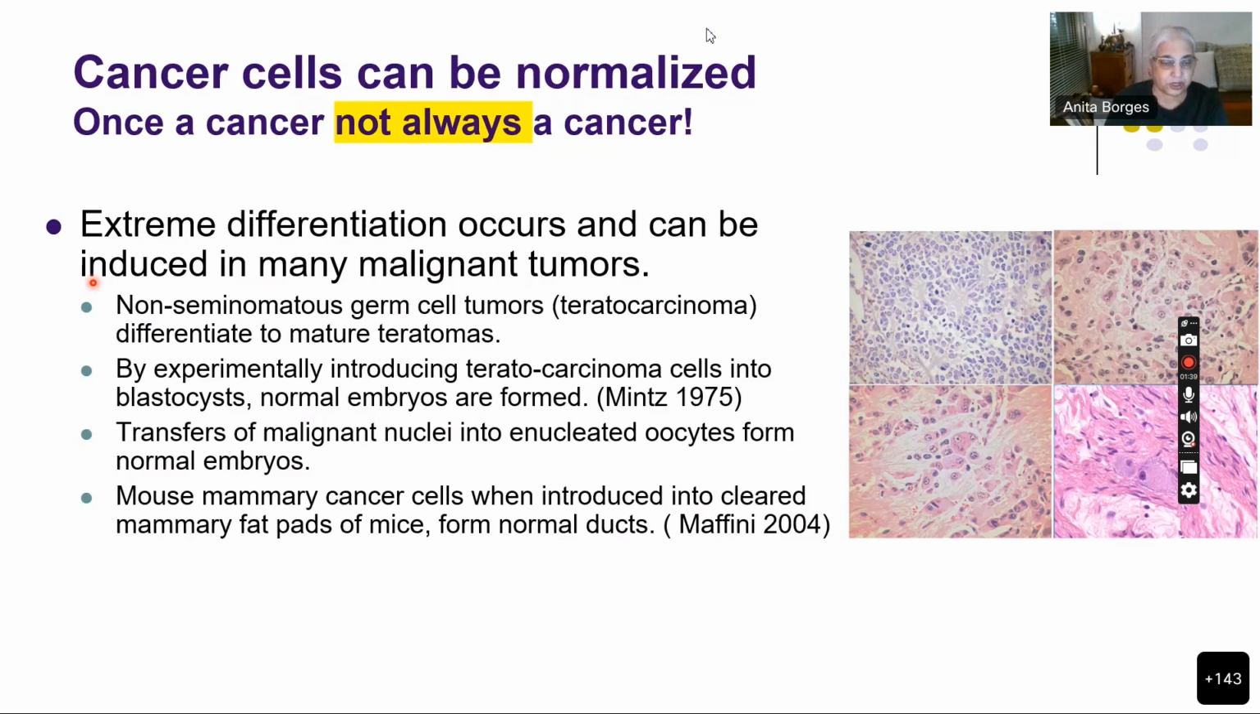and then you transfer the malignant nucleus of a cell into it. And you know what? You don't get a malignancy over there, you get normal embryos. Now that's very interesting, isn't it? You take teratocarcinoma cells and put them into blastocysts, and they form normal embryos. You take nuclei and put them into enucleated oocytes, and you get normal embryos.